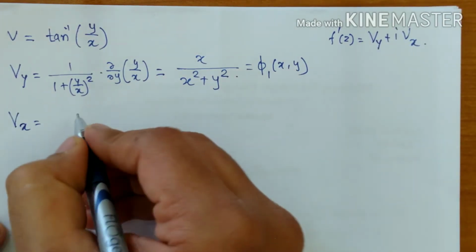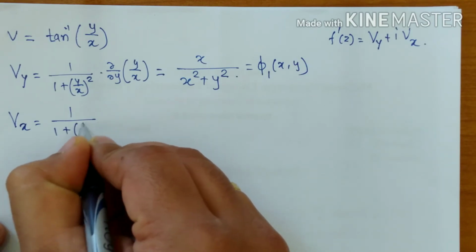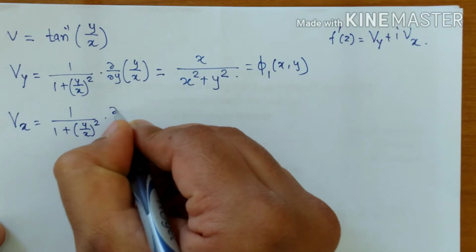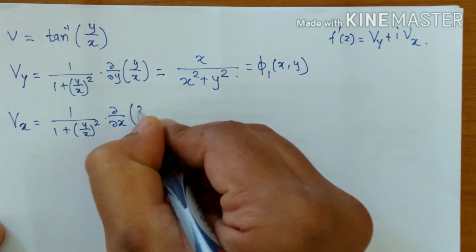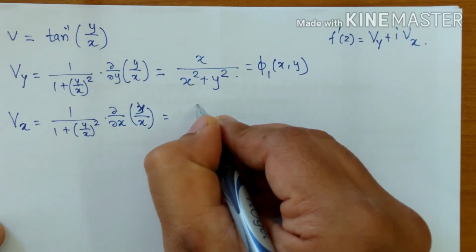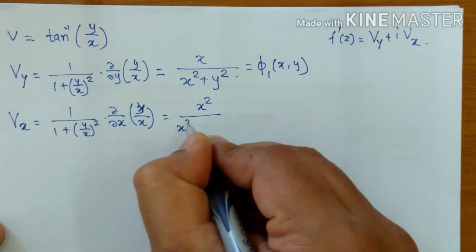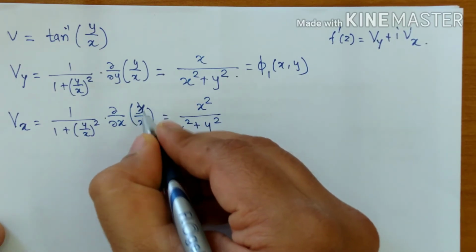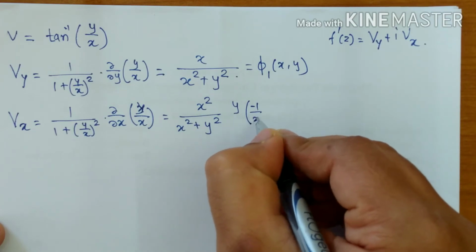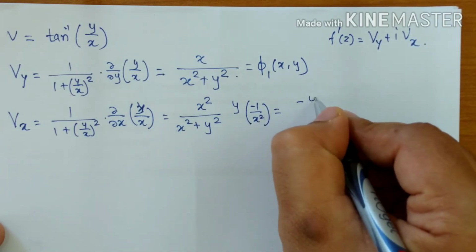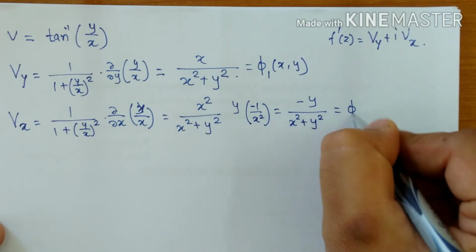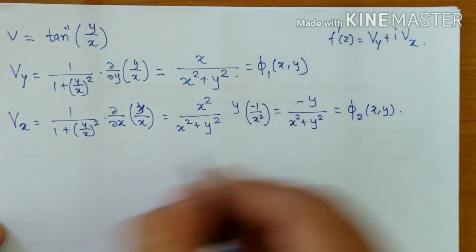Now vx. The Vx will be 1 upon 1 plus (y upon x) square, that is partial derivative of tan inverse with respect to x, into partial derivative with respect to x of y upon x. On simplification we get x square upon x square plus y square into partial derivative of y upon x, which is y as it is, derivative of 1 upon x is minus 1 upon x square. So hence the answer is minus y divided by x square plus y square, and we call this phi 2 of x comma y.